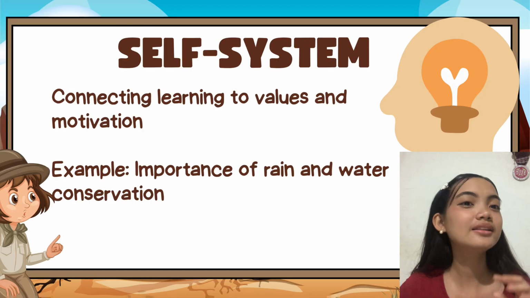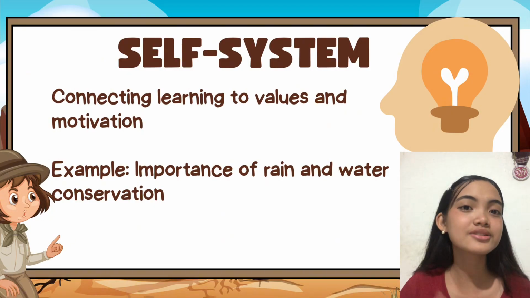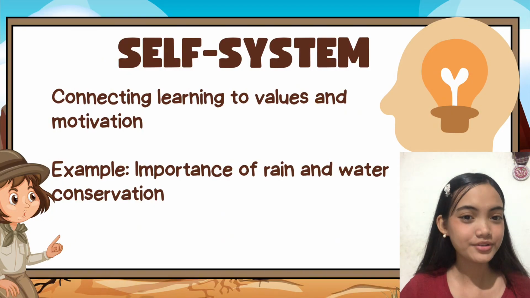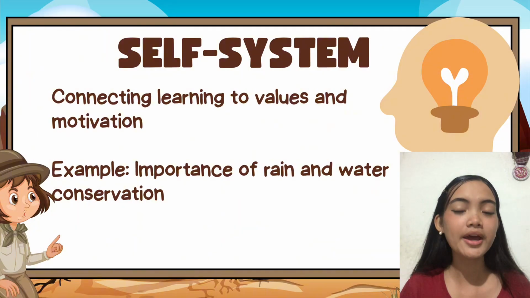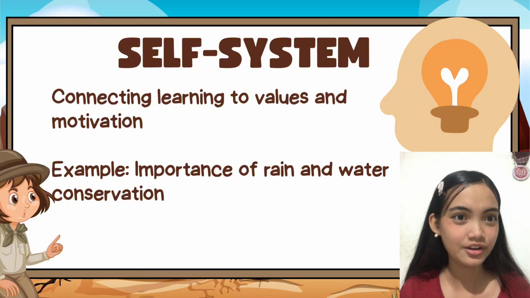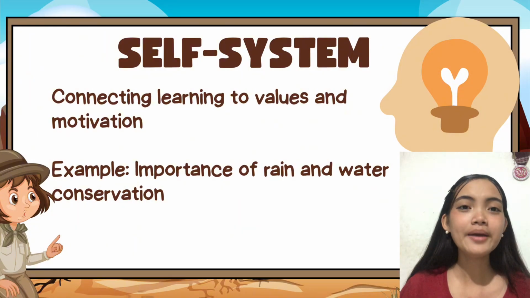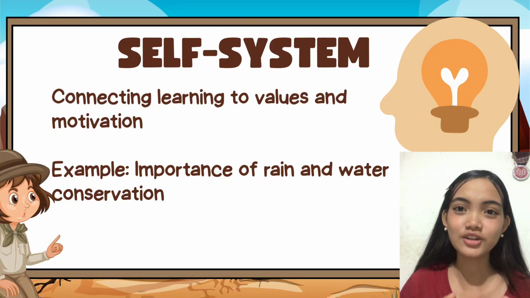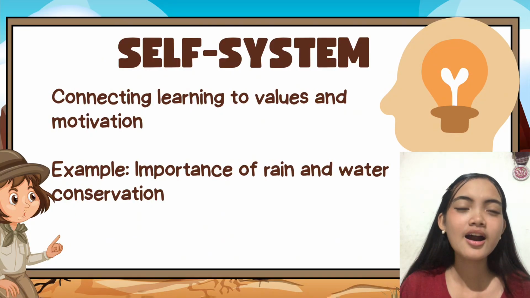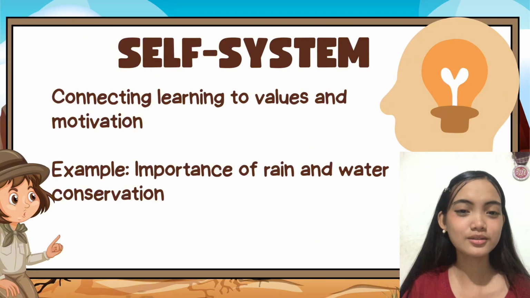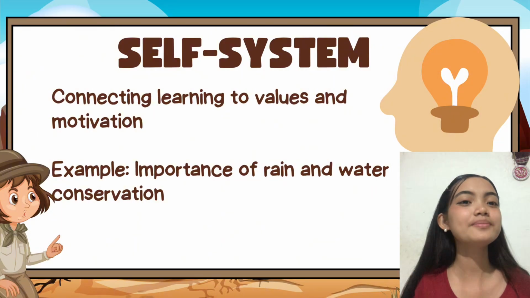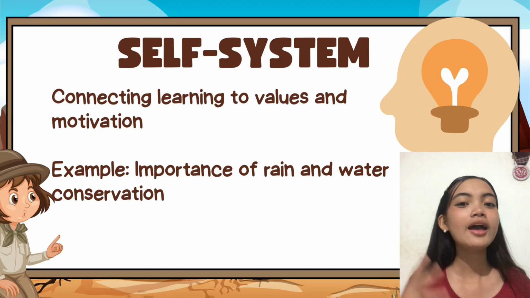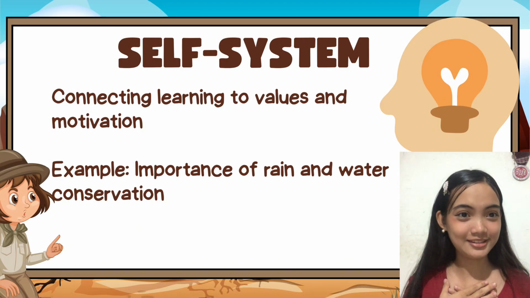Next, the last level is the self-system. This focuses on motivation and personal connection. For example, I might share my own experience of enjoying the rain as a child and then ask, how does learning about the water cycle inspire us to conserve water? This makes learning meaningful and emotionally connected.